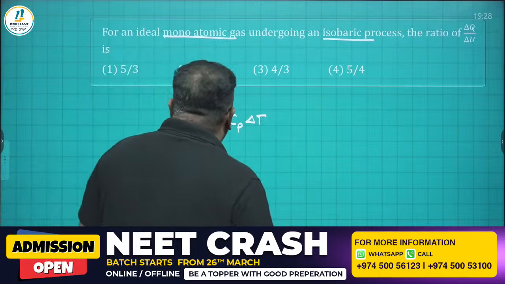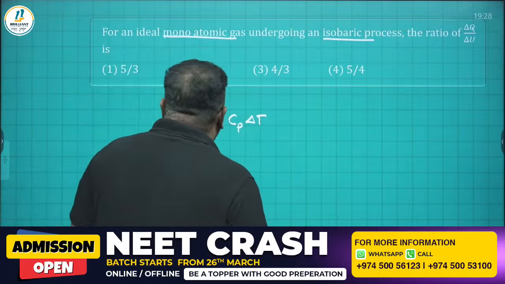Then what about delta U? Delta U is the change in internal energy. The change in internal energy formula, that's also we know, is n Cv delta T. That's it. What do you know about the difference between Cp and Cv? Molar specific heat capacity at constant pressure, molar specific heat capacity at constant volume.